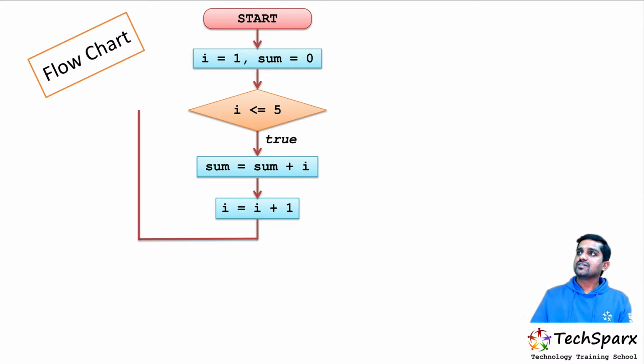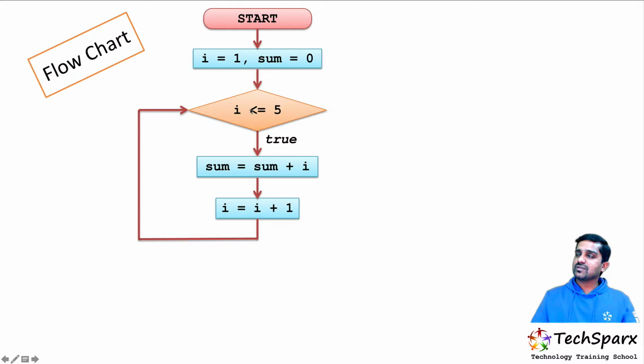So then 2 is it less than equal to 5? True, get inside. What is the value of I? 2. And what is the value of sum? 1. Earlier it was 1. 1 plus 2 will give you 3. Right now the value of sum is 3. I will become 3. 3 is it less than equal to 5? Yes, it is true. So sum is 3 right now. 3 plus 3 will give you 6. Sum is 6. And then I will become 4.